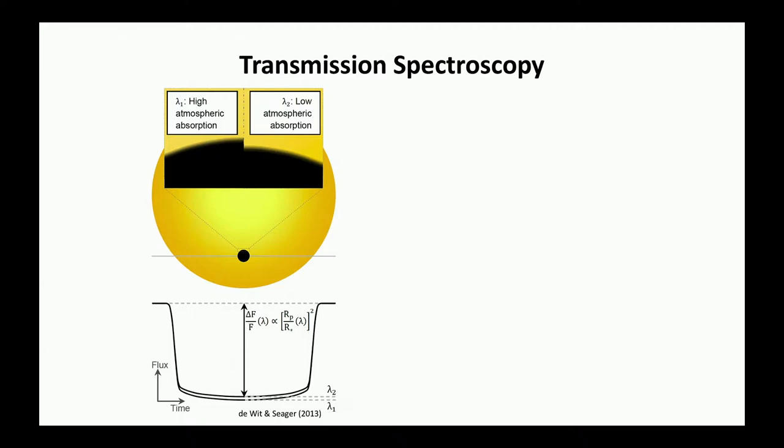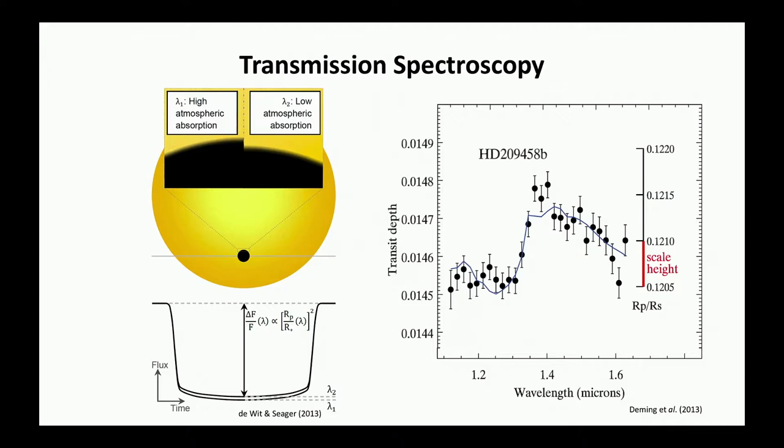Example here of the hot Jupiter HD 209458b, observed with Hubble in 2013, where you can see how the transit depths change as a function of the wavelength. So transit depths can also be related to an apparent size of the planet, which increases at 1.4 micron, because for this specific case, we can show that there is water in the atmosphere of the planet absorbing at that wavelength.